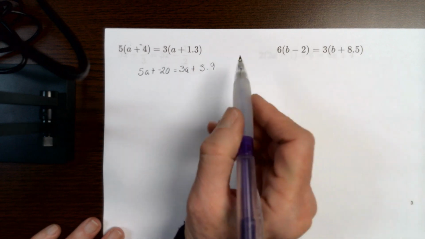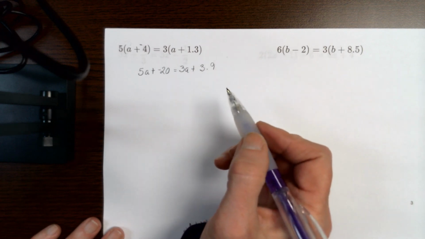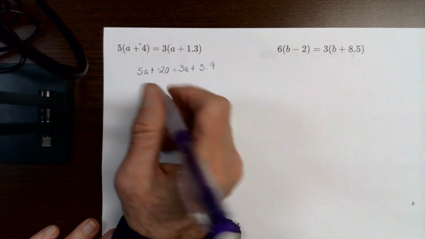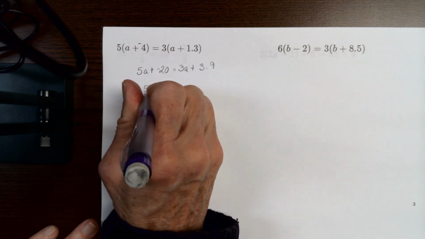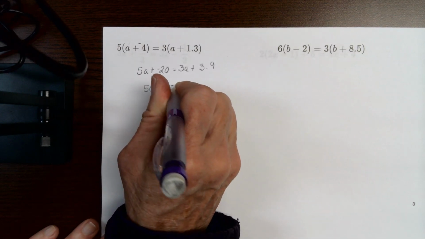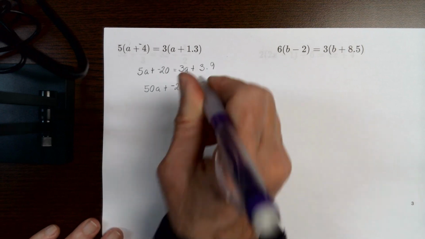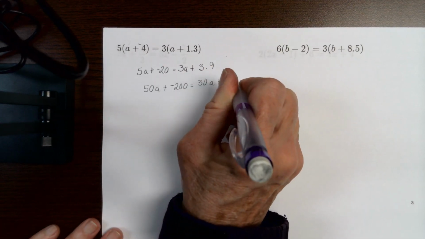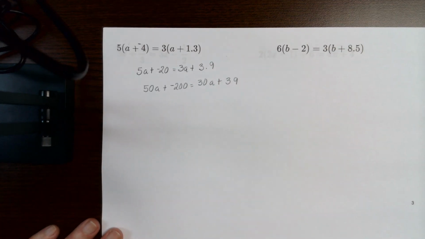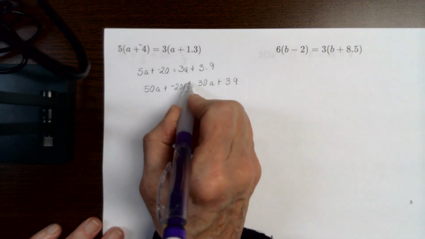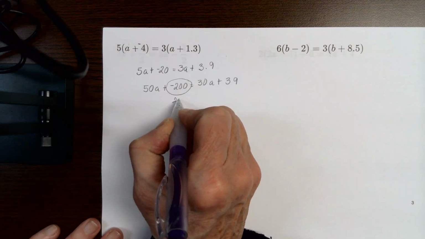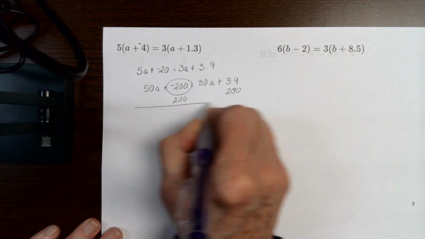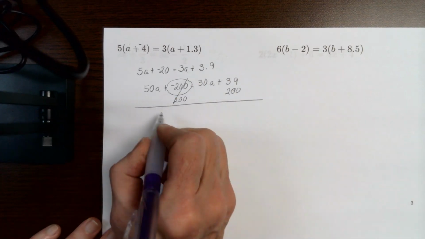Now, you could multiply through by 10. You do not have to. I'm going to go ahead and do that. So I have 50a plus a negative 200 equals 30a plus 39. And then I've taken away all of my decimals. I'm going to add this to both sides to get rid of it on the left-hand side and move it to the right.